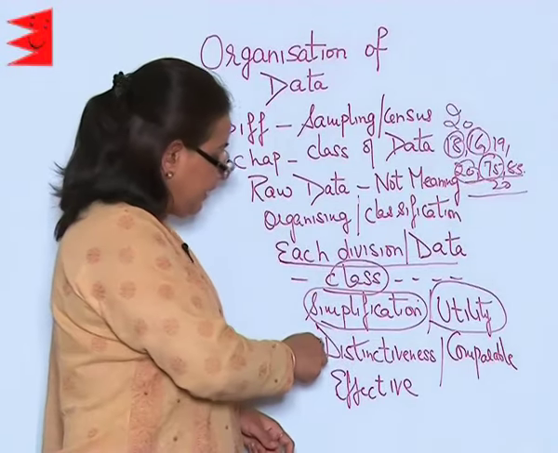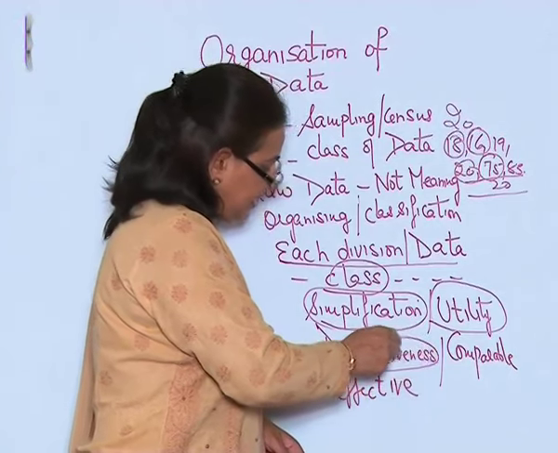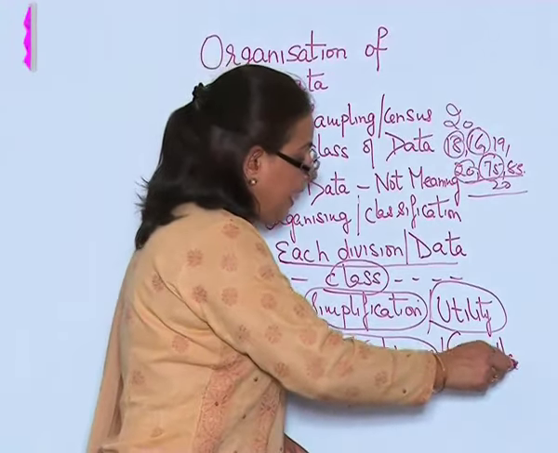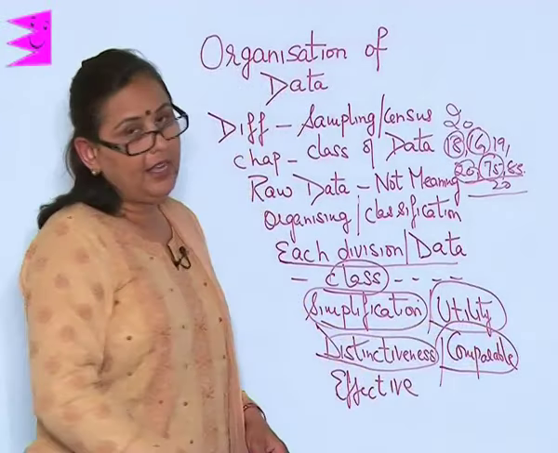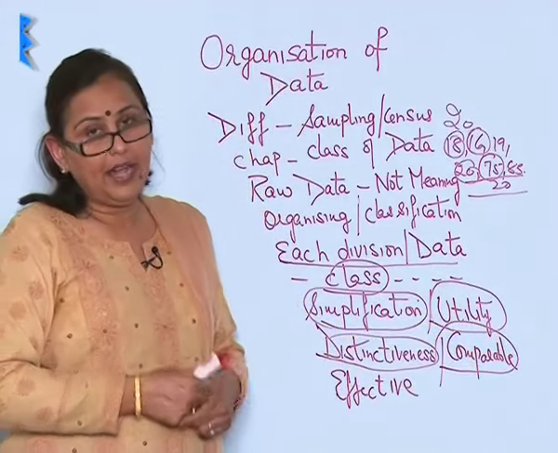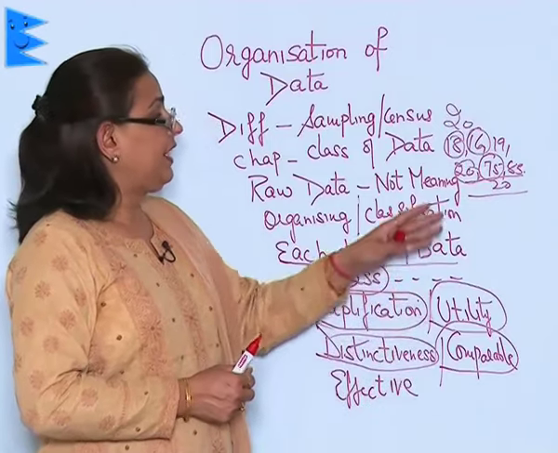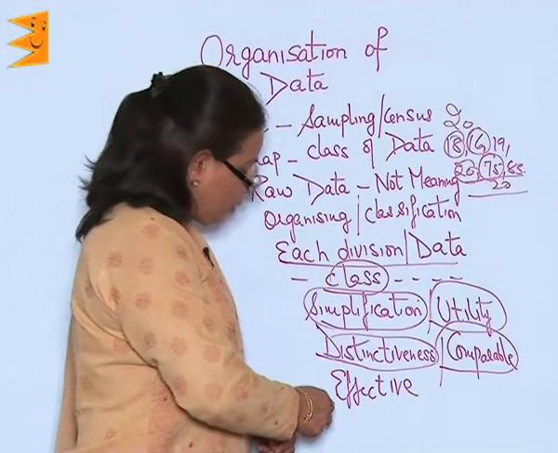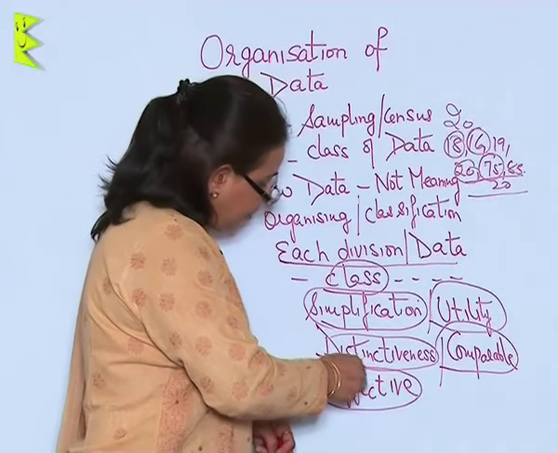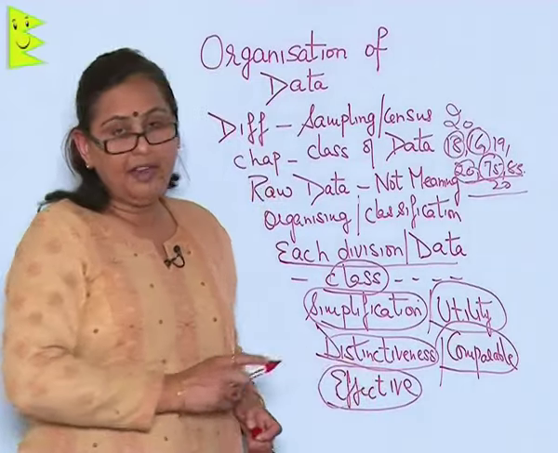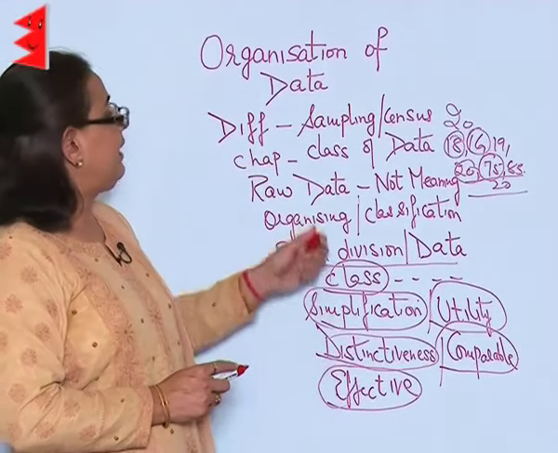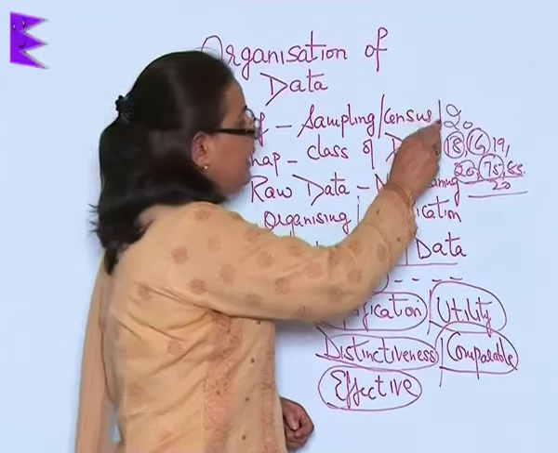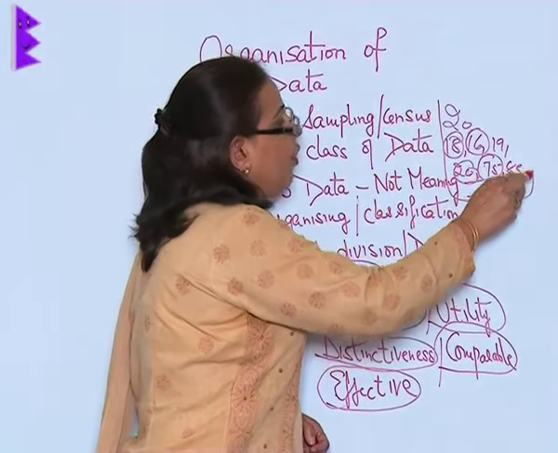It also gives it the shape of distinctiveness and it is very easy for a person to compare the data with other data or within the data, the figures, if it is presented in a classified manner. The data also becomes very effective because the information can be derived instantly and that is why the classification of data is required. Now, this what you are seeing is the raw data.